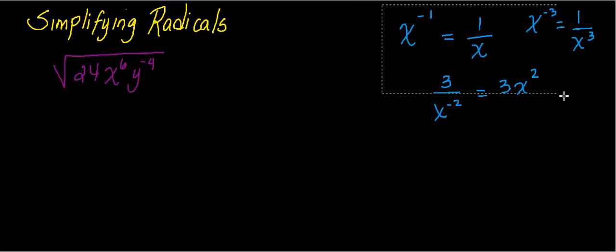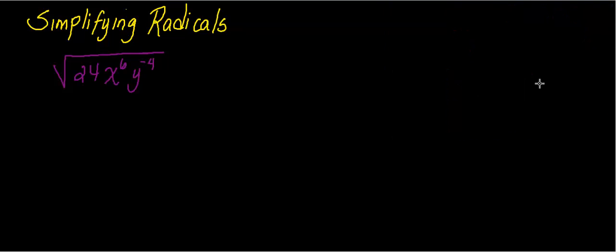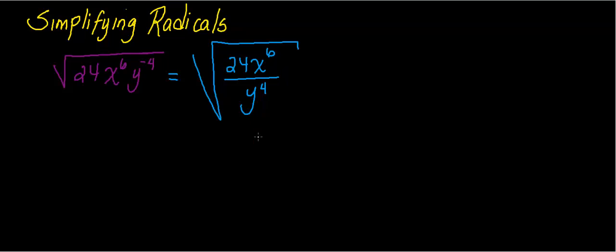And let me erase this because I'm going to need this space. Okay, so having said that about negative exponents, I can rewrite this radicand as 24 x to the 6th power, and then y to the 4th power comes to the bottom, to the denominator, so that I can have my exponent positive. And remember, we still have the square root of all of this. So it's the square root of a fraction.